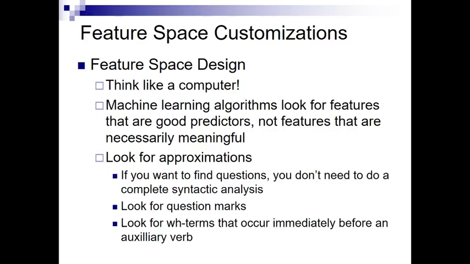Now, when you decide what features you want, you should think a little bit like a computer. And what do I mean by that? Well, in order to increase your performance, oftentimes the features you'll use are proxies. They stand in for something. They're associated with some quality of the text. They might not be exactly the thing that you're trying to predict, but they're related to it, and so they're a good clue.